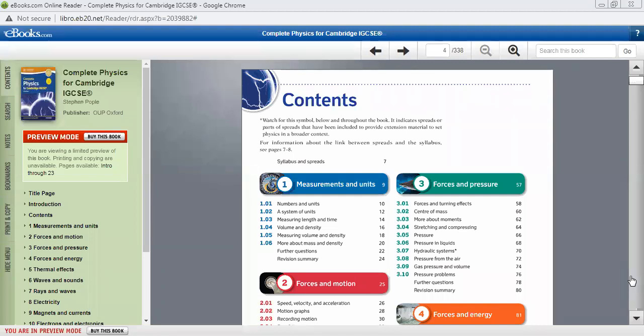Okay, the first unit is about measurements and units. We always start physics with this unit to revise how to measure physical quantities, use the units, and convert from one unit to another. The first topic will be numbers and units, a system of units. We have different systems, like the British system, the French system, and the SI system, the international system. Then measuring length and time, volume and density, more about mass and density, further questions, then the revision summary.